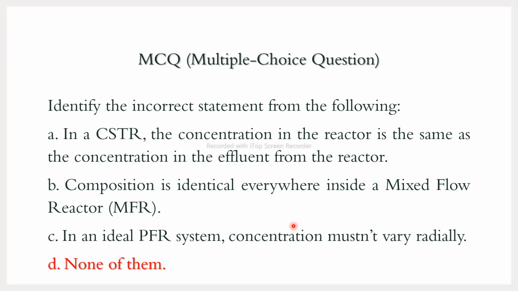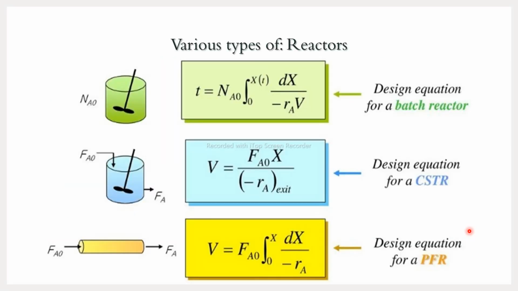And in case of the PFR system, it is saying that concentration must not vary radially. Radially means what? If you consider it as a cylinder, there will be its radius or diameter, and then its axial direction. So there is a plug basically. You are introducing the fluid element, and it is flowing like a plug, and within a particular plug, along the radial direction, there must not be any variation of concentration.